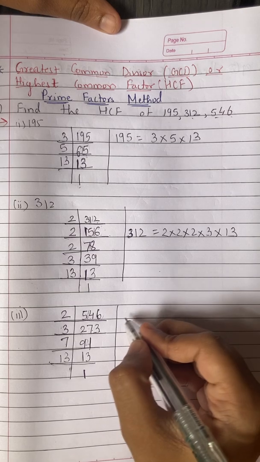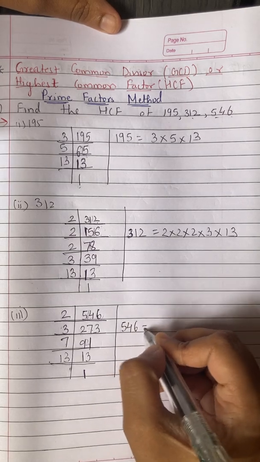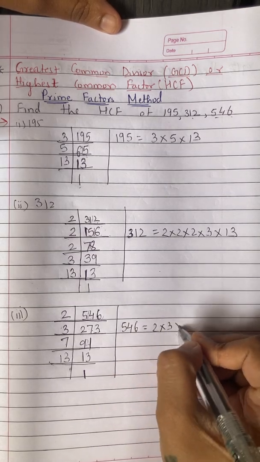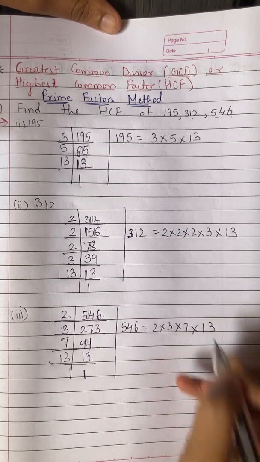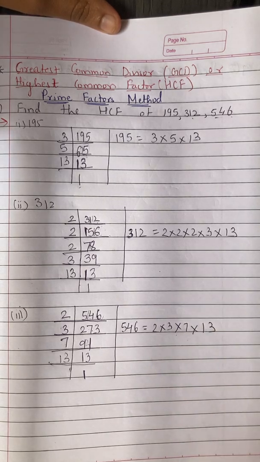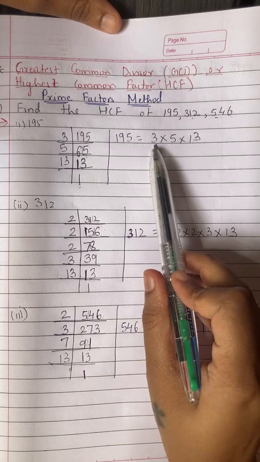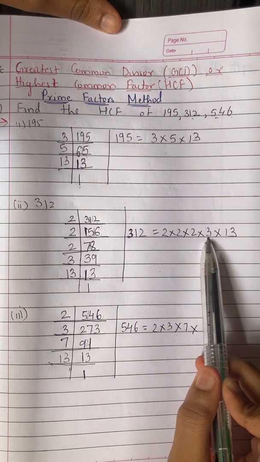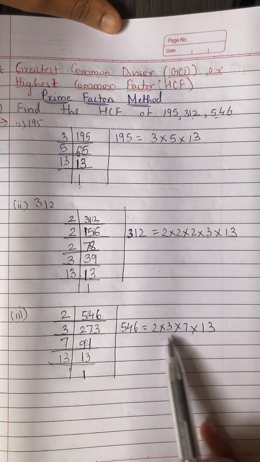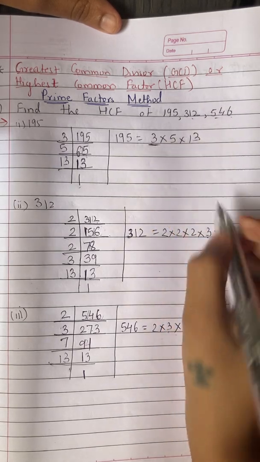Alright. So now we have to write down horizontally as 2 into 3 into 7 into 13. Now check which are the common factors. So first check for 3. 3 is there over here. In this also 3 is there. And in this also 3 is there. So underline that first.